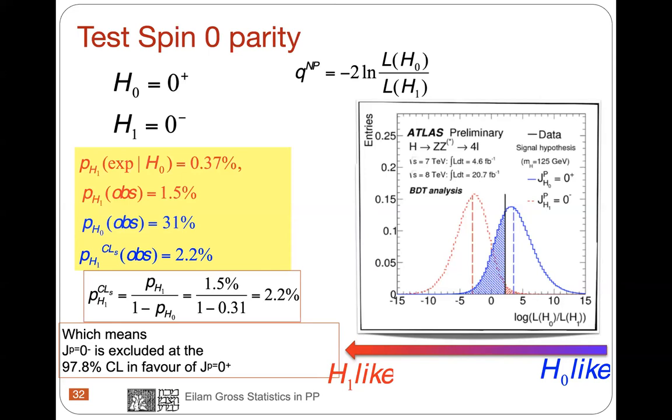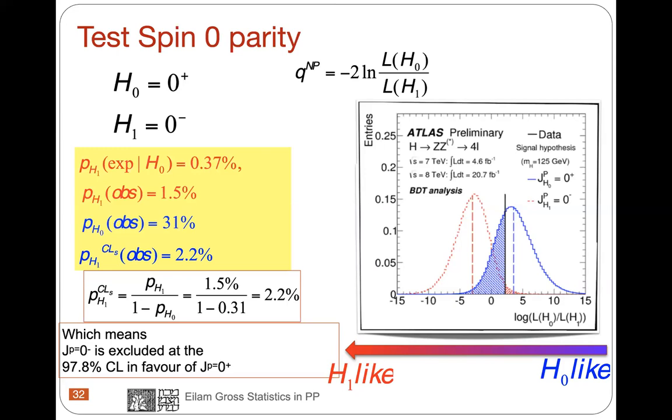Now, if I want to ask a different question, like in which probability I believe the signal hypothesis, so I try to reject it. If I manage to reject the signal hypothesis, I say there is no signal. So in this case, I define the null hypothesis as the signal hypothesis, but I try to reject it in favor of the background hypothesis. So there's also a meaning of a power here.